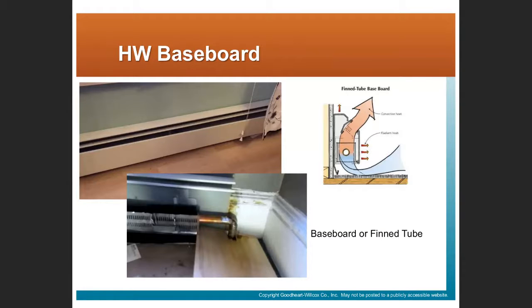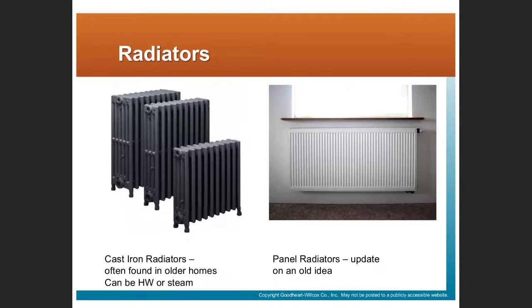And our terminal units, or our units in the occupied space, could be baseboard, or we often call fin tube, or they could be radiators, right? If we live in older houses, we might have these old standing cast iron radiators. Or if we want to do something new and slick, we might use these newer style panel radiators.